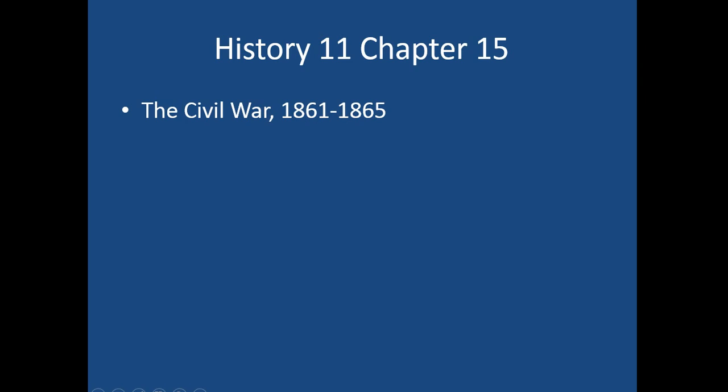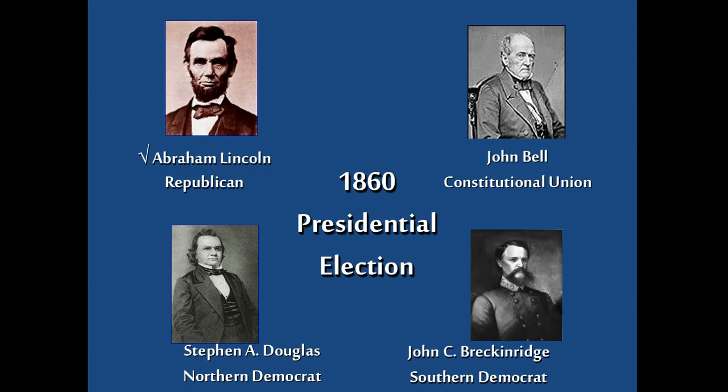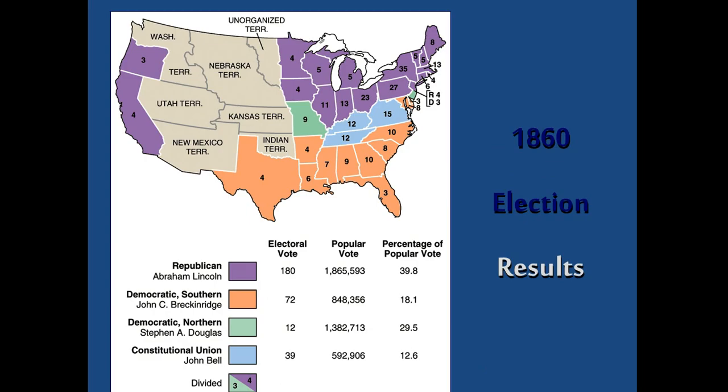Chapter 15 is all about the Civil War. There's going to be a lot of charts, graphs, and maps. Let's start out with this one. In 1860, Abraham Lincoln was elected president, which caused many states in the South to secede from the Union.